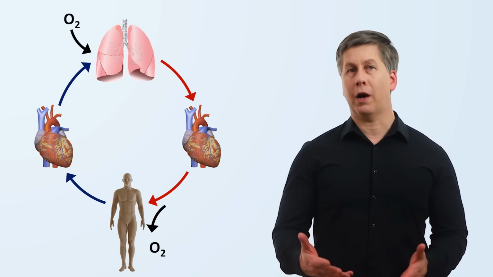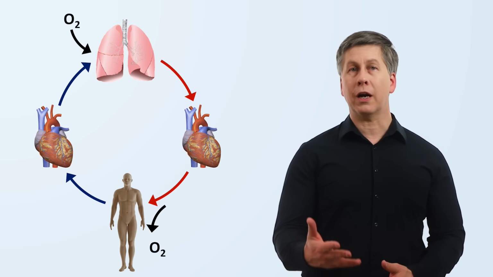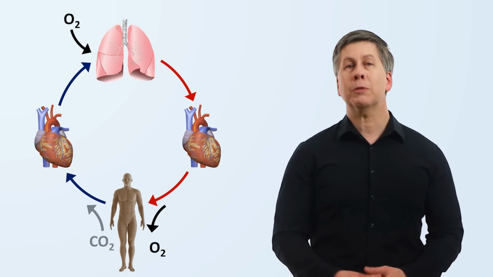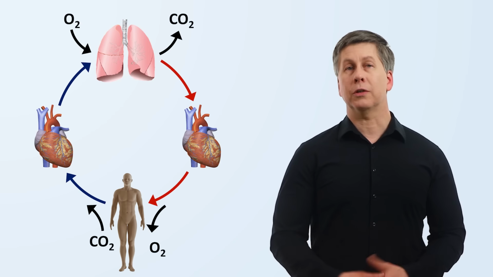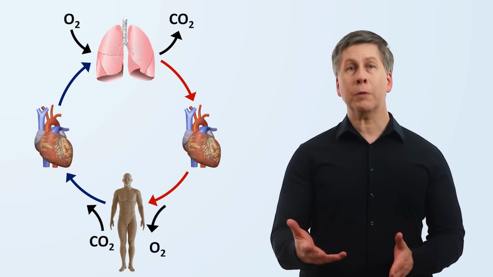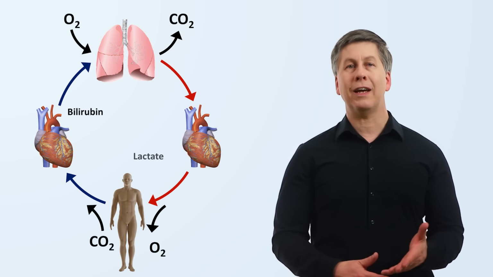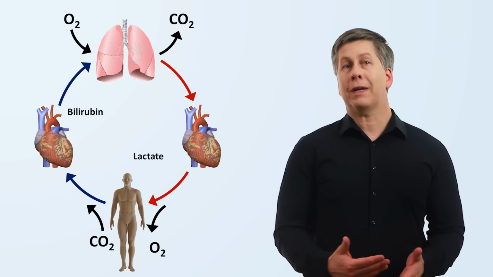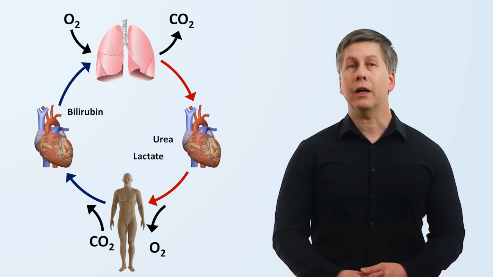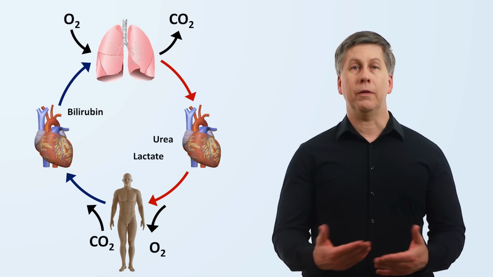For example, waste products, most notably carbon dioxide, which is a byproduct of cellular respiration, and which the heart must pump back to the lungs to be exhaled. Blood carries other metabolic waste products to the liver, such as bilirubin and lactate for processing and, in some cases, elimination from the body, for example, in bile. It carries urea to the kidneys to be excreted in the urine.